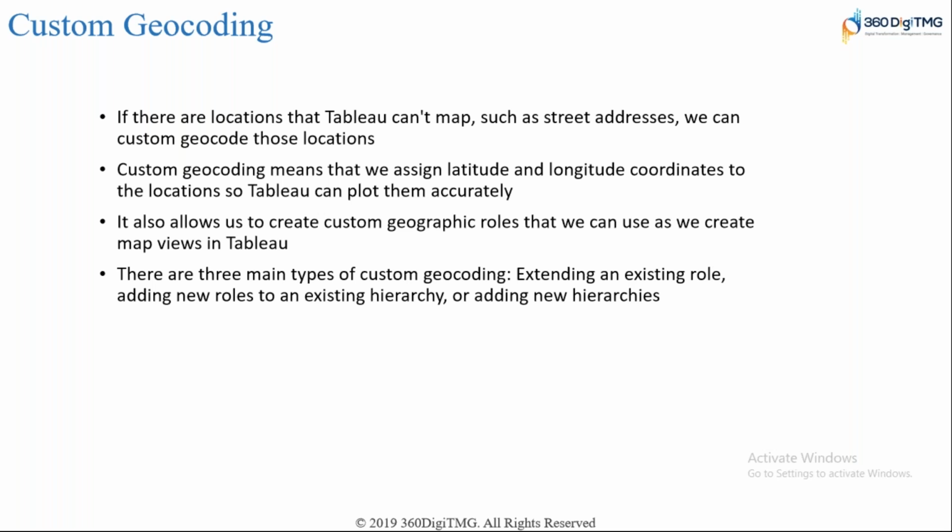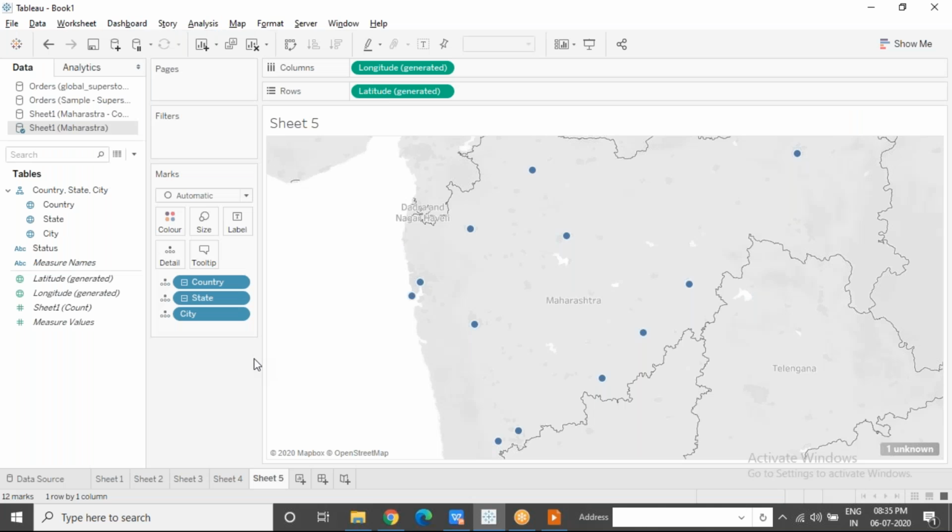So how do we do custom geocoding? For performing custom geocoding, step 1 is you have to create a CSV file with all the locations which Tableau is not able to recognize, their latitudes, their longitudes, and their parent information as well.